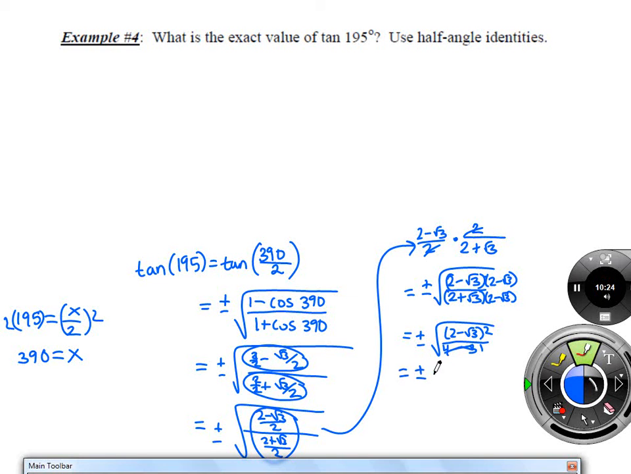So here we have this. So this part simplifies to be 2 minus rad 3. But I need to decide, is it positive or is it negative, this part right here. So you need to think, where is 195? So 195 is an angle that is more than 180, but not all the way to 270. So it is somewhere in quadrant 3. Would the tangent of something in quadrant 3 be positive or negative? It would be positive. So this is my answer, the positive 2 minus rad 3.